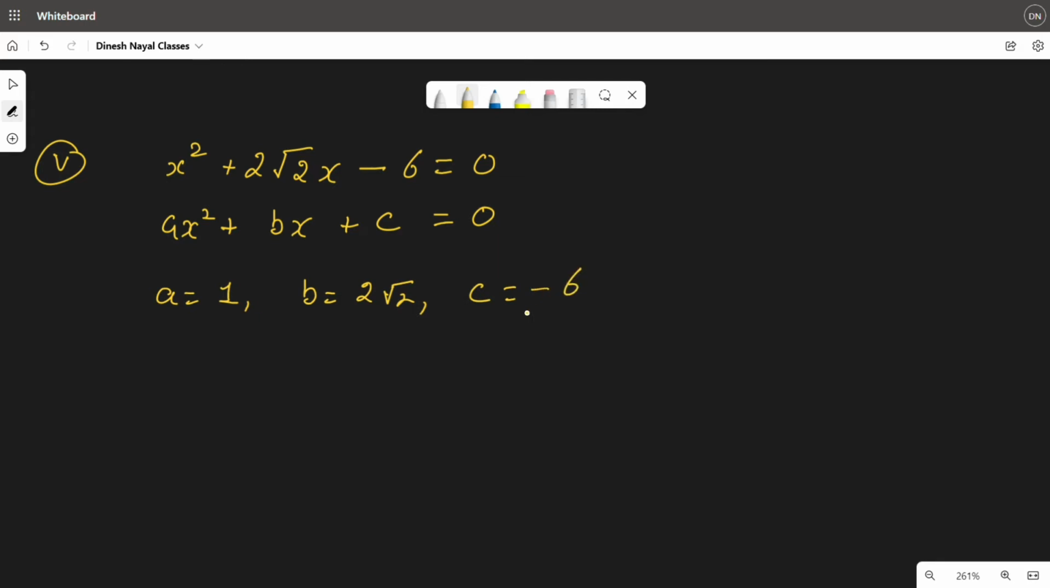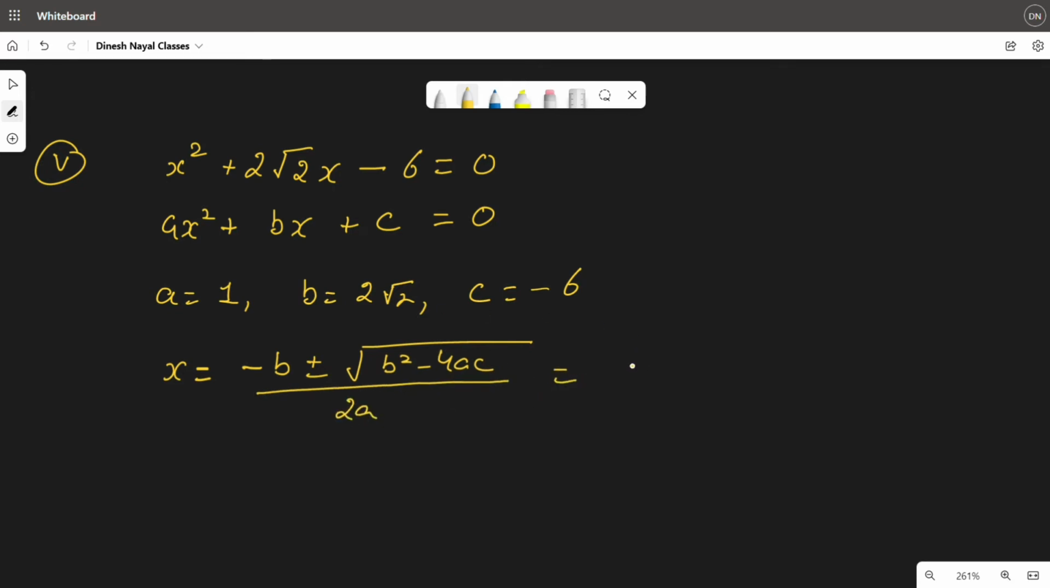And by the quadratic formula, x is minus b plus minus under root of b square minus 4ac by 2a. So writing the quadratic formula first, x is minus b plus minus under root of b square minus 4ac by 2a.